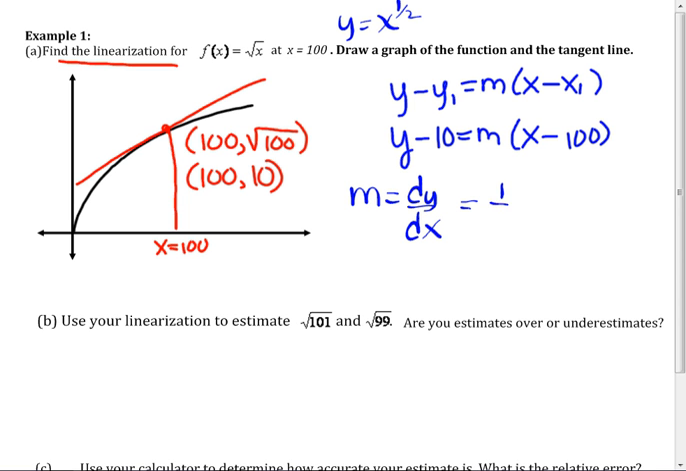One half x to the negative 1/2. Well, I don't like that negative exponent. So it's 1 over 2 times, and that's the square root of x. Are we okay with that?